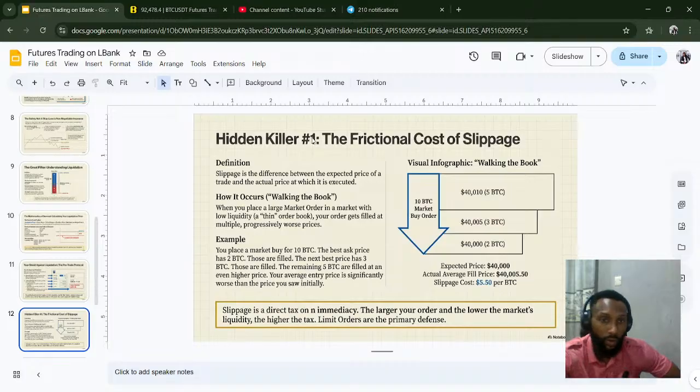All right, so in futures trading there are major killers, things you should know. I call them hidden killers. Hidden killer number one is the frictional cost of slippage.